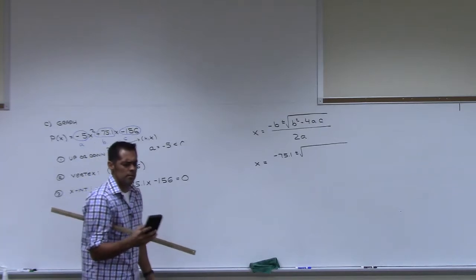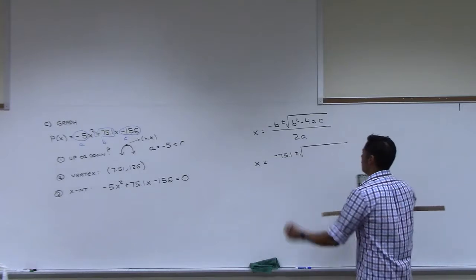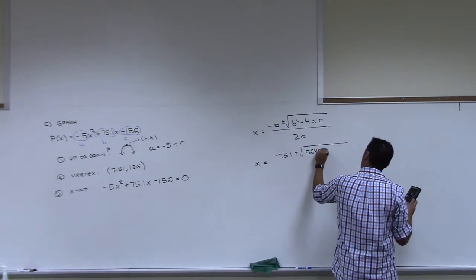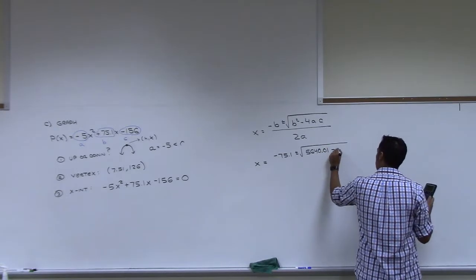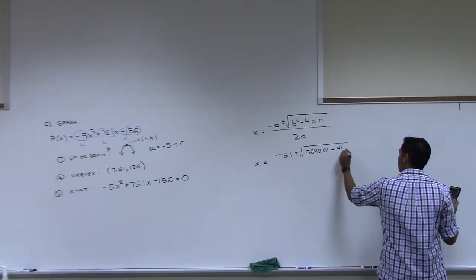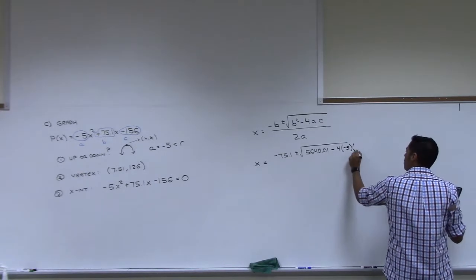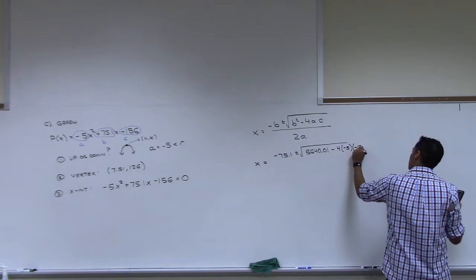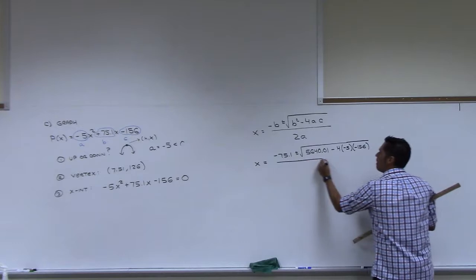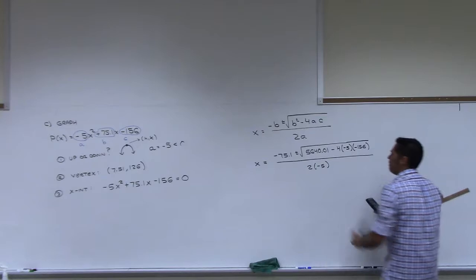We did that earlier. No? No, we didn't. 5,640.01. So we're going to have 5,640.01 minus 4 times what's a? -5. Be careful there. -5. And then times c, which is -156. Got to get the signs. Make sure you don't mess the signs up here. And then all of this over 2 times -5.